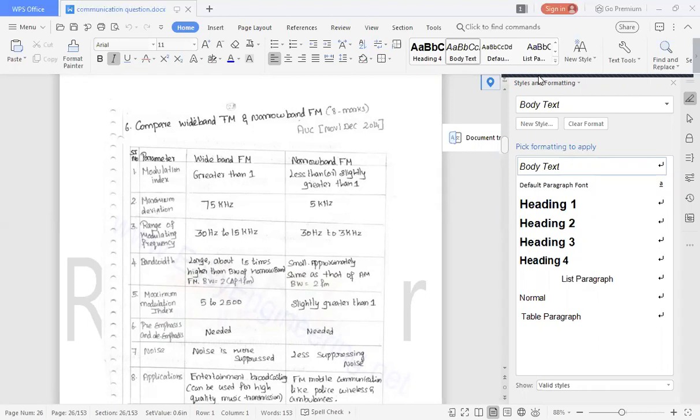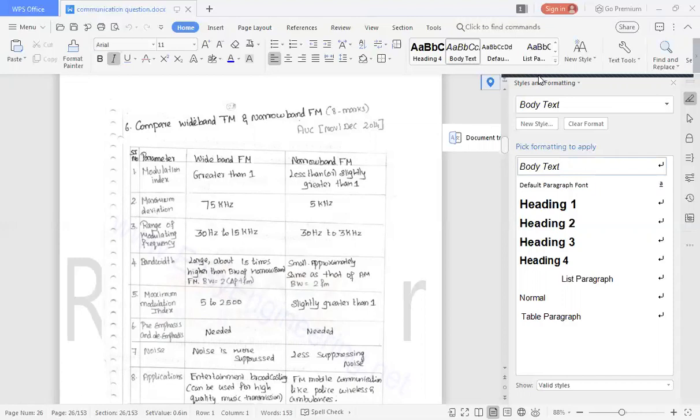Bandwidth is large, about 8 times higher than narrowband FM. Generally, the theoretical bandwidth is infinite, but we use Carson's rule to calculate the bandwidth, or the useful sidebands. How many useful sidebands are transmitted? We approximate it by Carson's rule. According to Carson's rule, the bandwidth of wideband FM is 2 times (delta F plus fm), where delta F means the frequency deviation and fm means the modulating signal frequency.